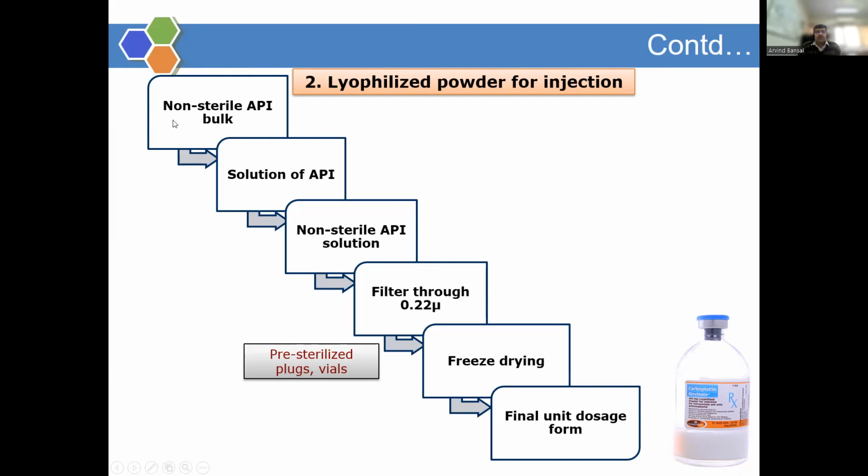So the steps involved in this case are: non-sterile API bulk is taken and dissolved in water to get a non-sterile API solution. Filter it through 0.22 micron to get a sterile solution, which is filled into pre-sterilized vials with pre-sterilized plugs, and that undergoes freeze drying to get the final unit dosage form. And the final product will look something like this, where the lyophilization has been carried out in the vial itself.